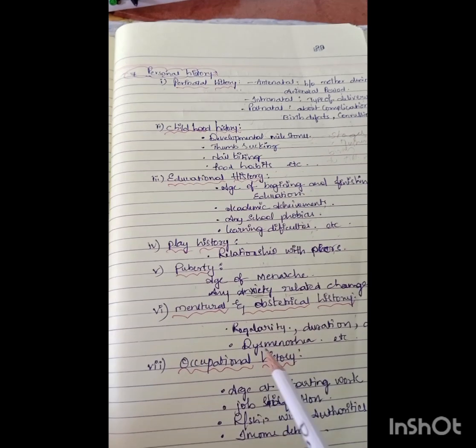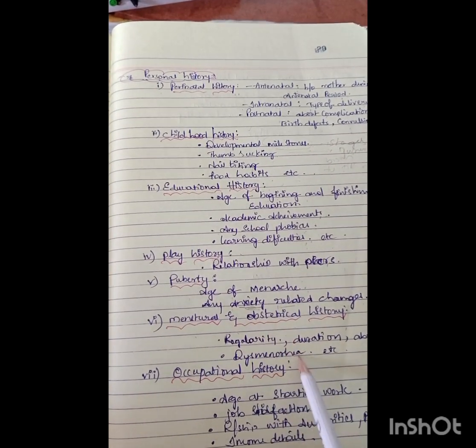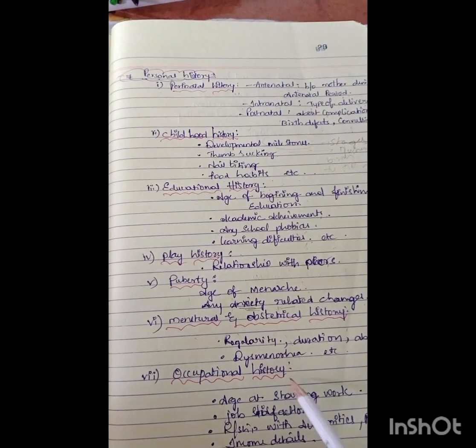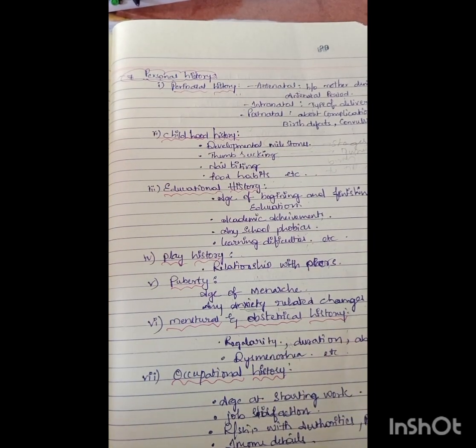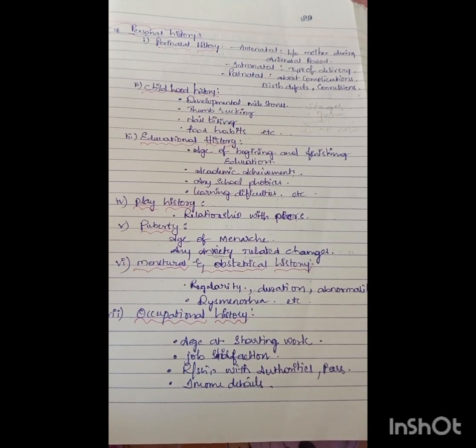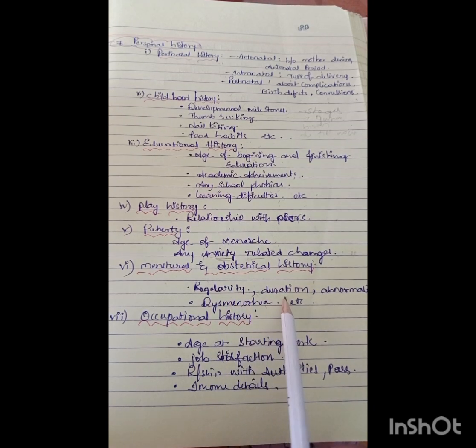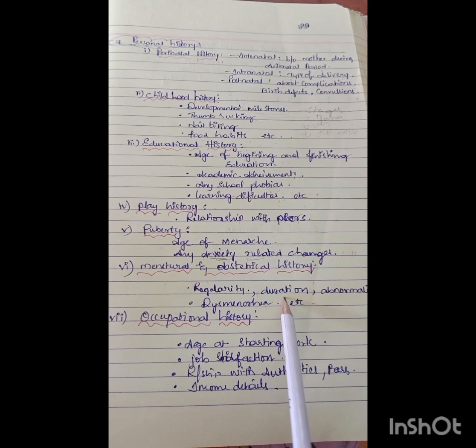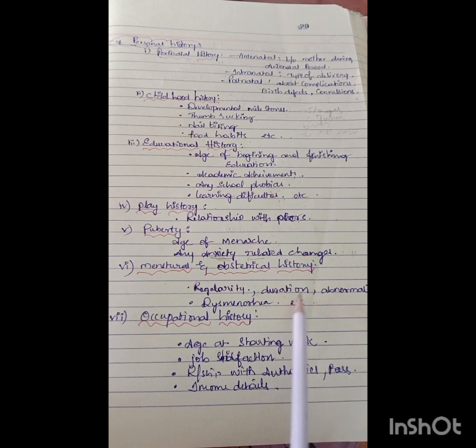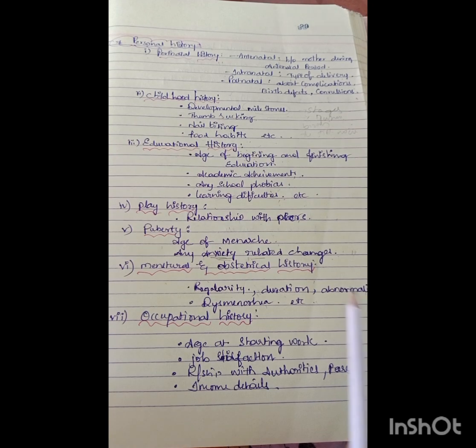And next, menstrual and obstetrical history. In case of female patients we need to collect the information about the menstrual history. That is regularity, duration, abnormality, and dysmenorrhea, etc. Okay, so whether the periods are regular, the duration, how many days the patient will be having the menstrual cycle, and any abnormalities within the menstrual cycle, or any dysmenorrhea history, etc. Okay, so these are all the things we need to collect.